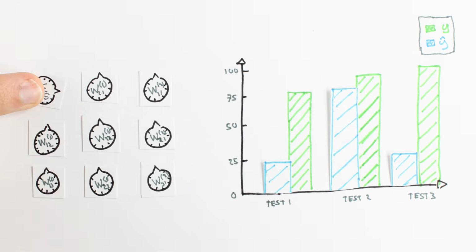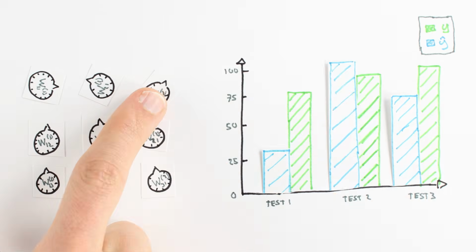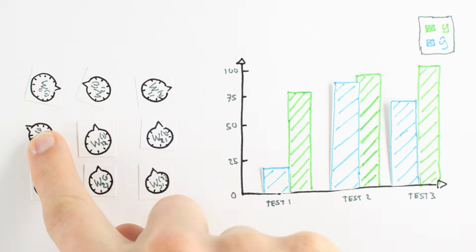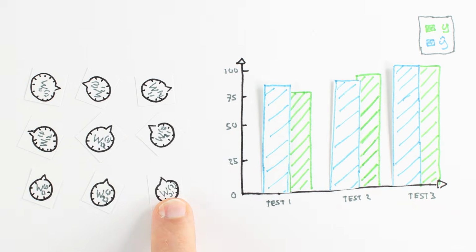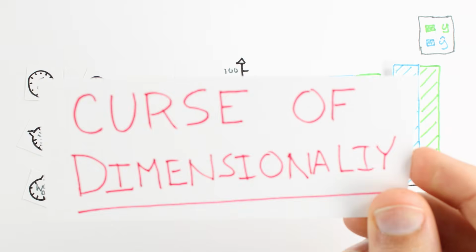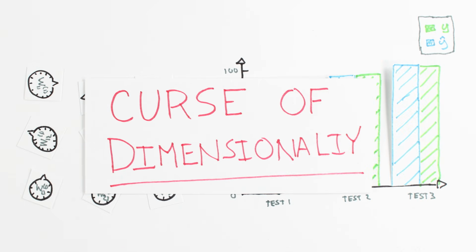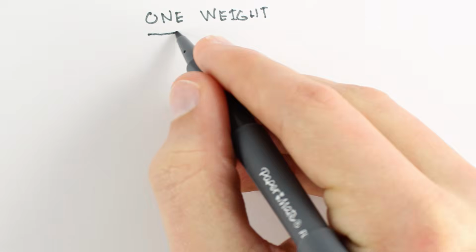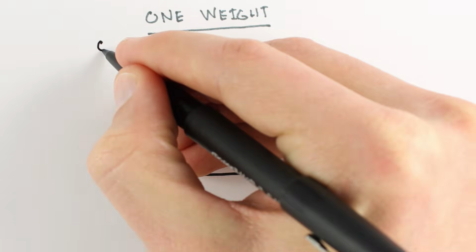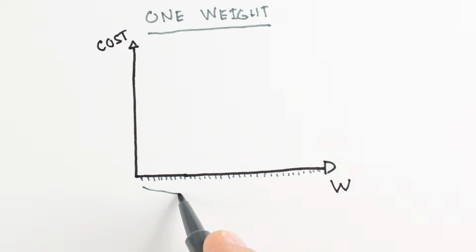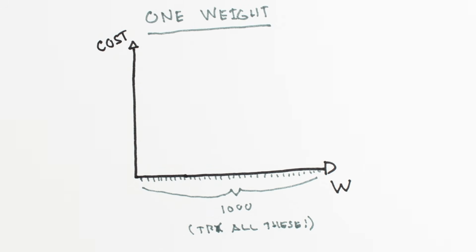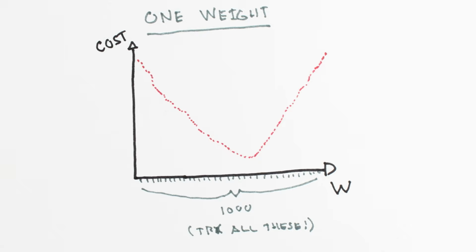When I first saw this problem in machine learning, I thought, I'll just try all the weights until I find the best one. After all, I have a computer. Enter the curse of dimensionality. Here's the problem. Let's pretend for a second that we only have one weight instead of 9. To find the ideal value for our weight that will minimize our cost, we need to try a bunch of values for w. Let's say we test 1,000 values.